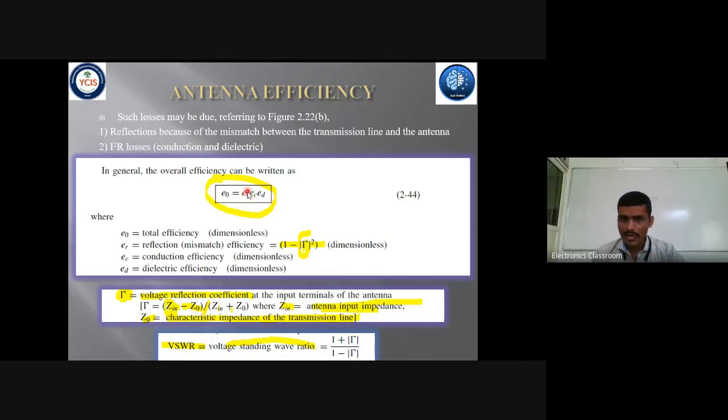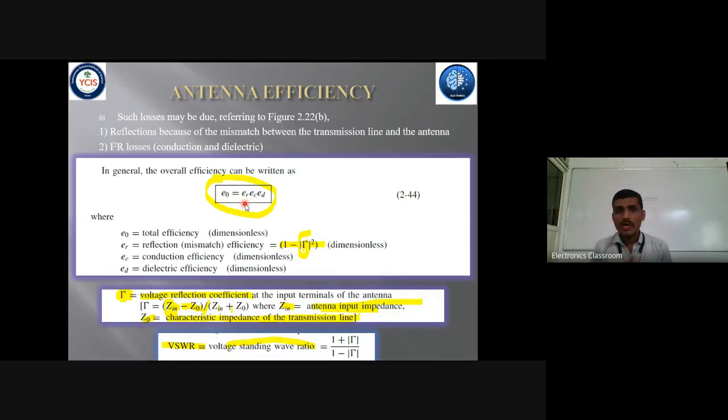Now reflection efficiency is present at the beginning of the antenna, where the antenna and transmission line are connected to each other. At that point there are some voltage reflections, and the voltage reflection coefficient is calculated using the antenna impedance and the characteristic impedance of the transmission line. Is that clear again? Yes. Now this is one part of the total efficiency, that is reflection efficiency.